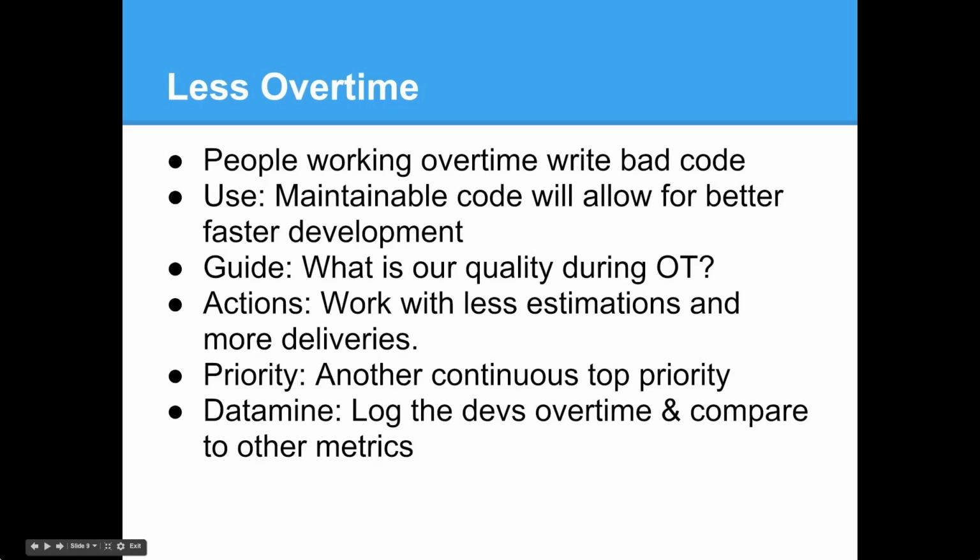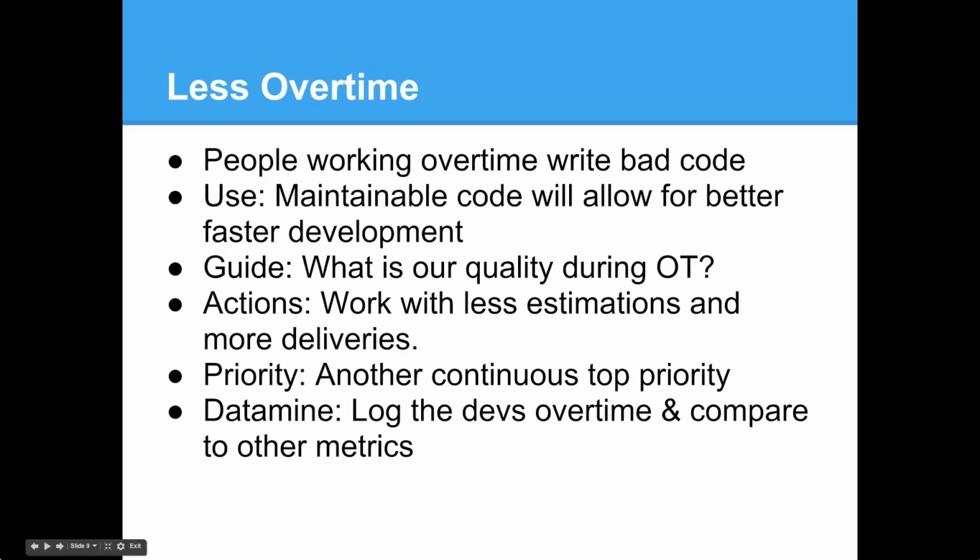What is our quality of work during overtime? We should ask this during retrospectives to find out where we really use overtime and why, and what value it has. An action for this is to work with less estimations and create more deliveries. I say less estimations because estimations are really guesses. If we've done something repeatedly, that means we should have automated it already. If we are doing something new, then there's no use in estimating it. So ultimately, we want to work with less estimations and have more deliveries.